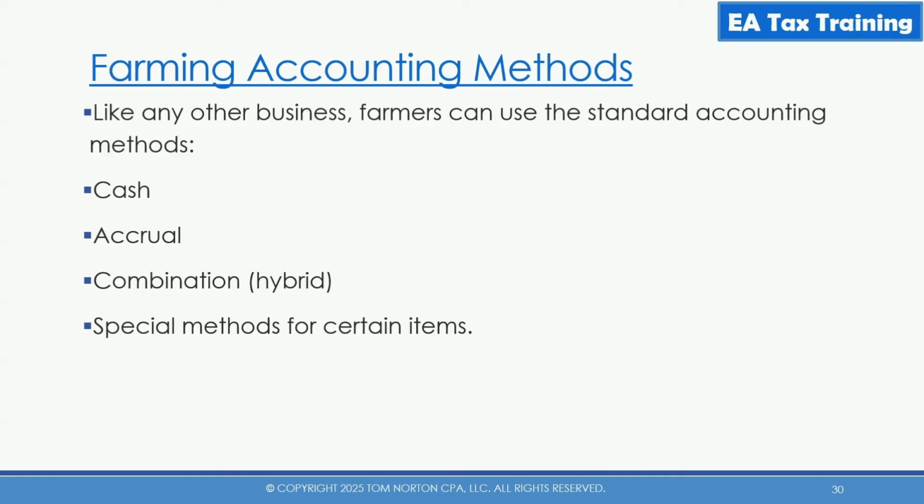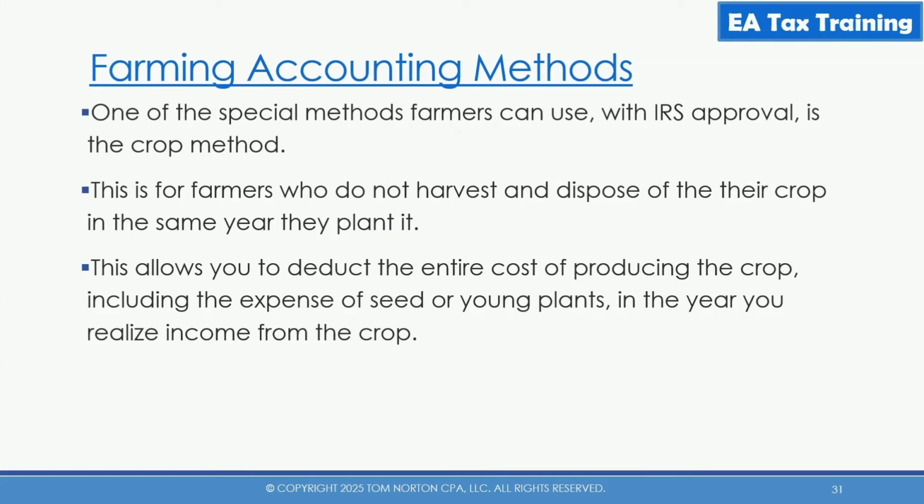And so we are going to talk about some of those. The first of those special methods is called the crop method, and farmers can use this with IRS approval. So this is for farmers who do not harvest and dispose of their crop in the same year that they plant it. So maybe they plant in the fall and they harvest in the spring, for example. Or maybe they plant in one year and it's a type of crop that needs to be in the ground for several years. So they are not planting and harvesting in the same year.